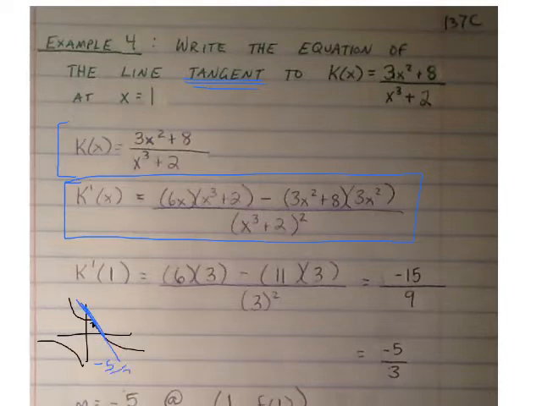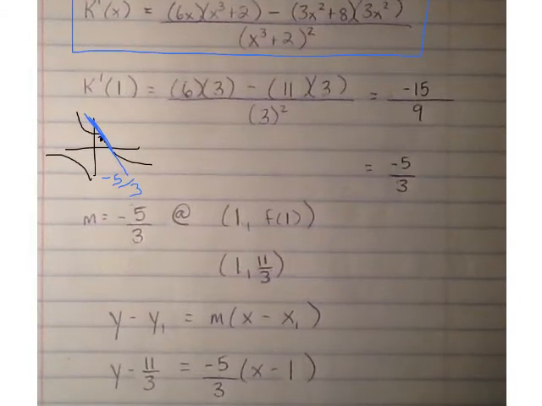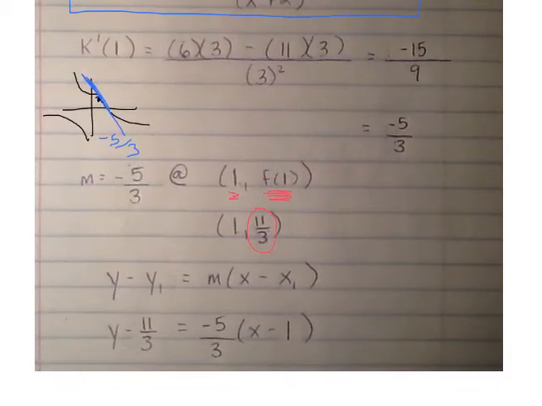We need to find the y-coordinate if we're going to plot this or create the equation properly. So what we can say is we have a point at x equals 1 and y equals f of 1. If you plug 1 into the original equation, you get 11/3. So we now have our point and our slope. There's our point, there's our slope, and we can plug it into the point-slope equation. And when we plug it into the point-slope equation, we get y minus 11/3 equals negative 5/3 times x minus 1.